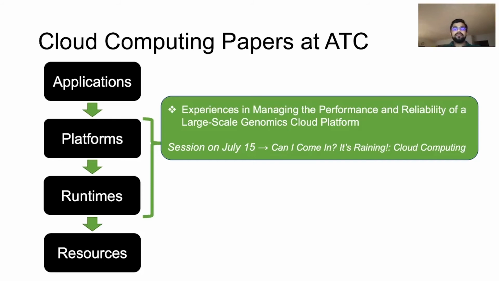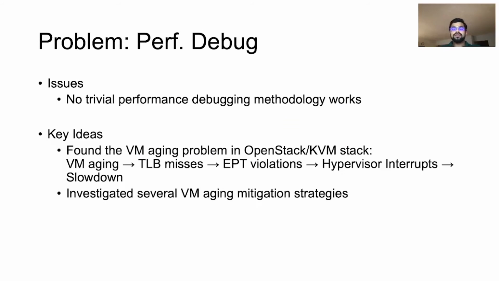Next, we look at a paper that debugs a mysterious slowdown experienced by a large-scale genomics cloud platform. This paper does a non-trivial investigation to find the obscure VM aging problem, wherein VMs get slower with age due to frequent extended page table violations, which trigger a lot of back and forth between the guest OS and host OS, leading to slowdown.